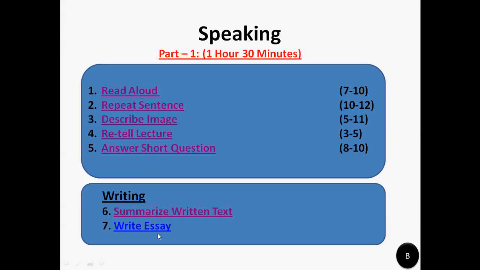Coming to this essay, you can expect that in your test you'll 100% get one summarize, and 100% you're going to get one essay. It's 100% sure. But in between these two, summarize written text and write essay, you get 2 more questions. The 2 questions can be 1 summarize and 1 essay, or 2 summarize, or even 2 essays. Let me show you what we have in essay.